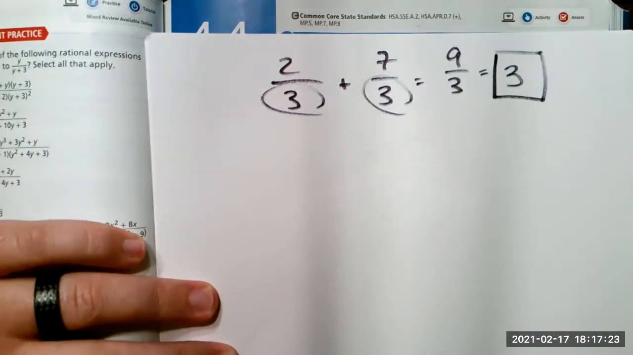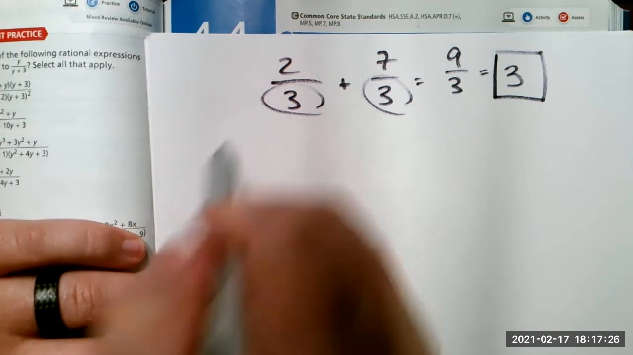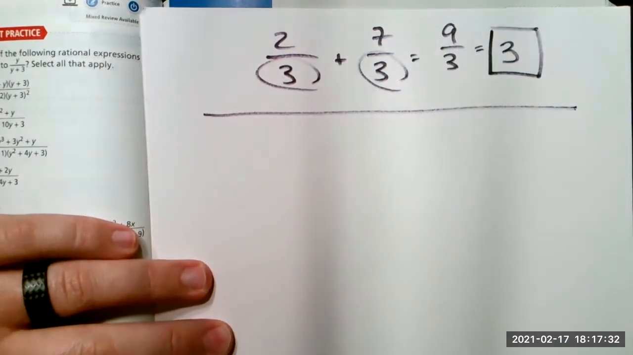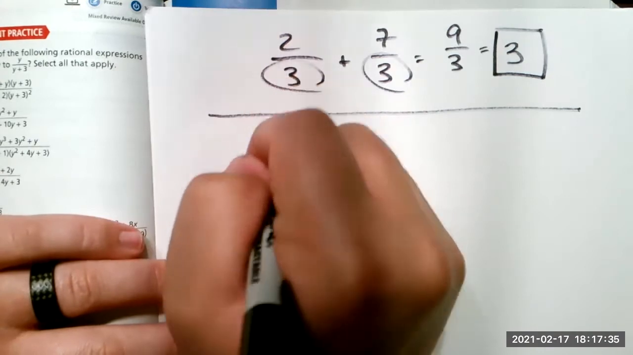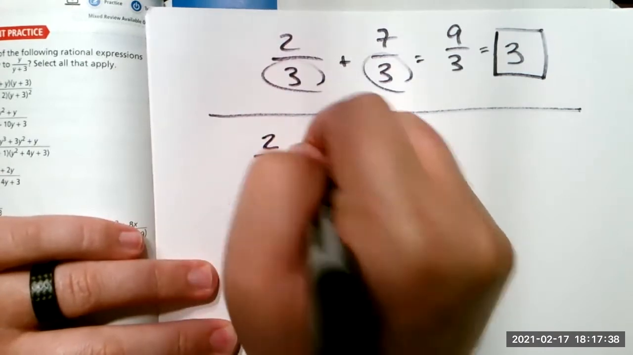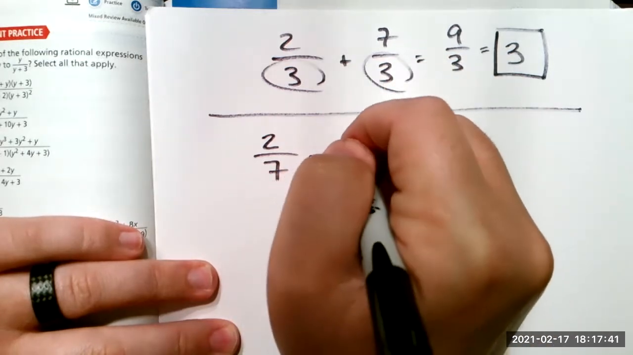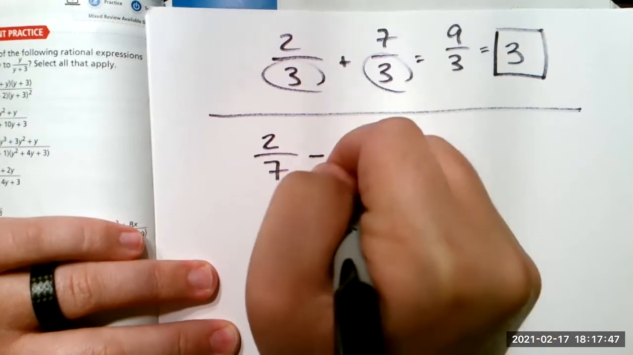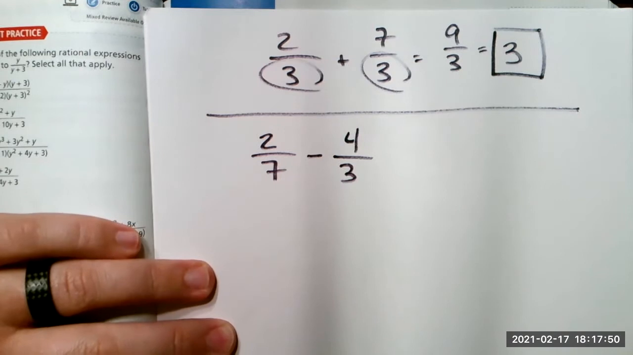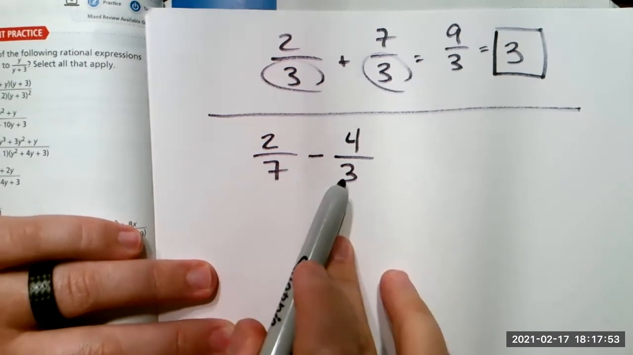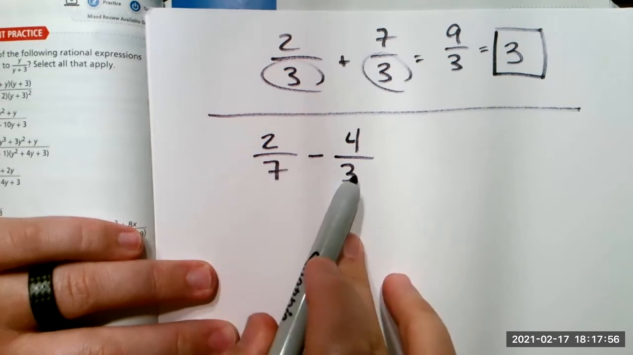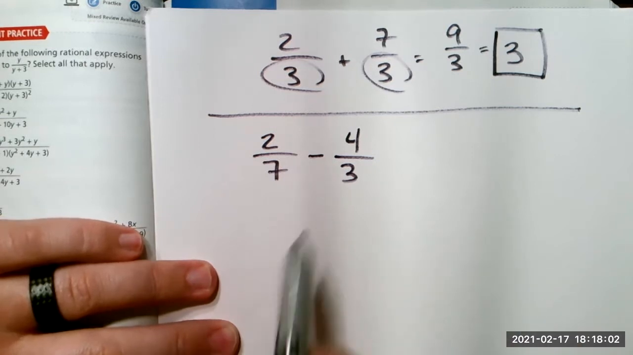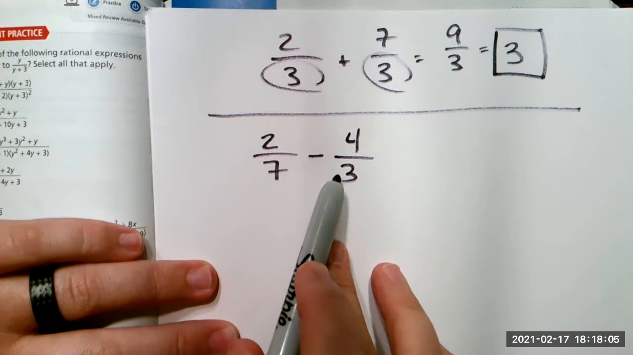All right. Let me give you a different situation where there's going to be a little bit more work. So there's the first example. As long as your denominators match, you can add and subtract fractions all day long. If I give you something like 2/7 minus 4/3, in this case my denominators are not the same, so I can't just subtract these two fractions the way they sit.